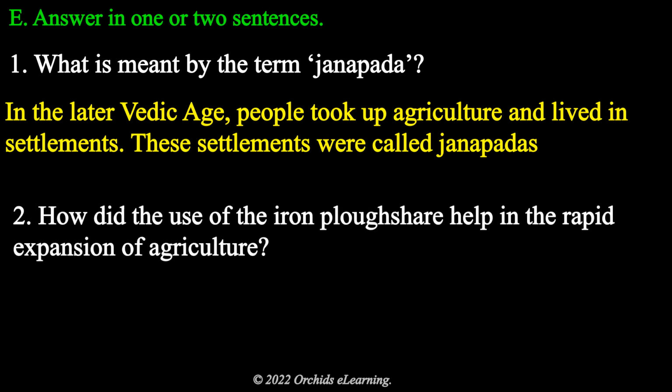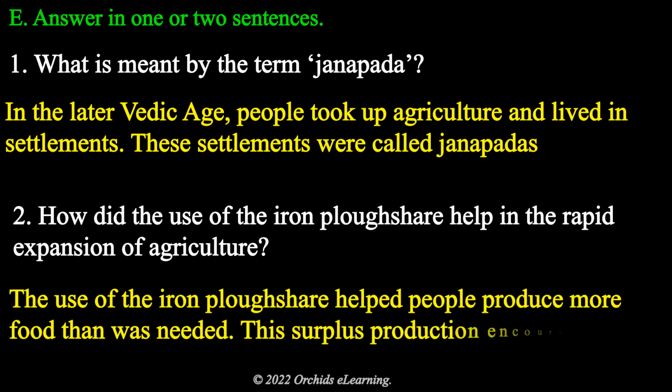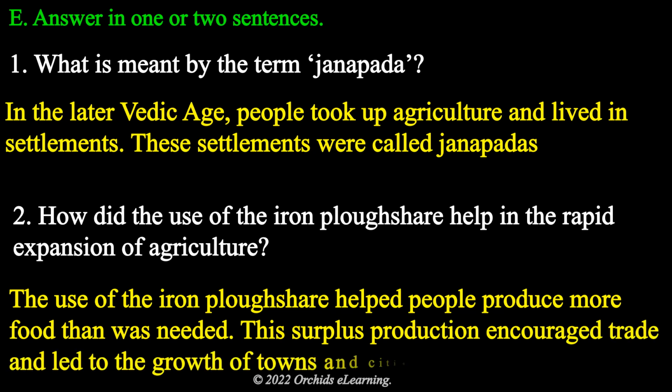How did the use of the iron plowshare help in the rapid expansion of agriculture? The use of the iron plowshare helped people produce more food than was needed. This surplus production encouraged trade and led to the growth of towns and cities.